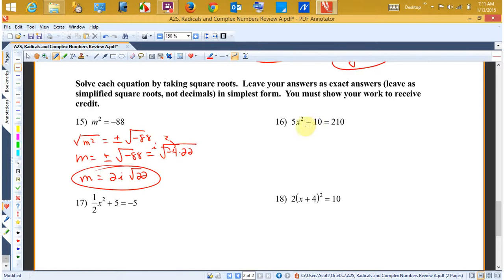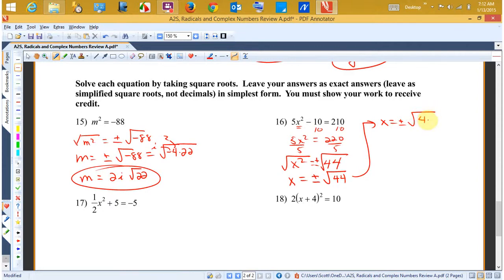For this one over here, we need to get the x squared part all alone. It's the only squared piece in there, so let's add 10 to both sides. That gives me 5x squared is equal to 220. Let's divide both sides by 5. So now I have x squared is equal to 44. Now take the square root of both sides. That would give me x is equal to plus or minus the square root of 44. Let's simplify 44. That's 4 times 11, of which the 4 will come out as a 2.